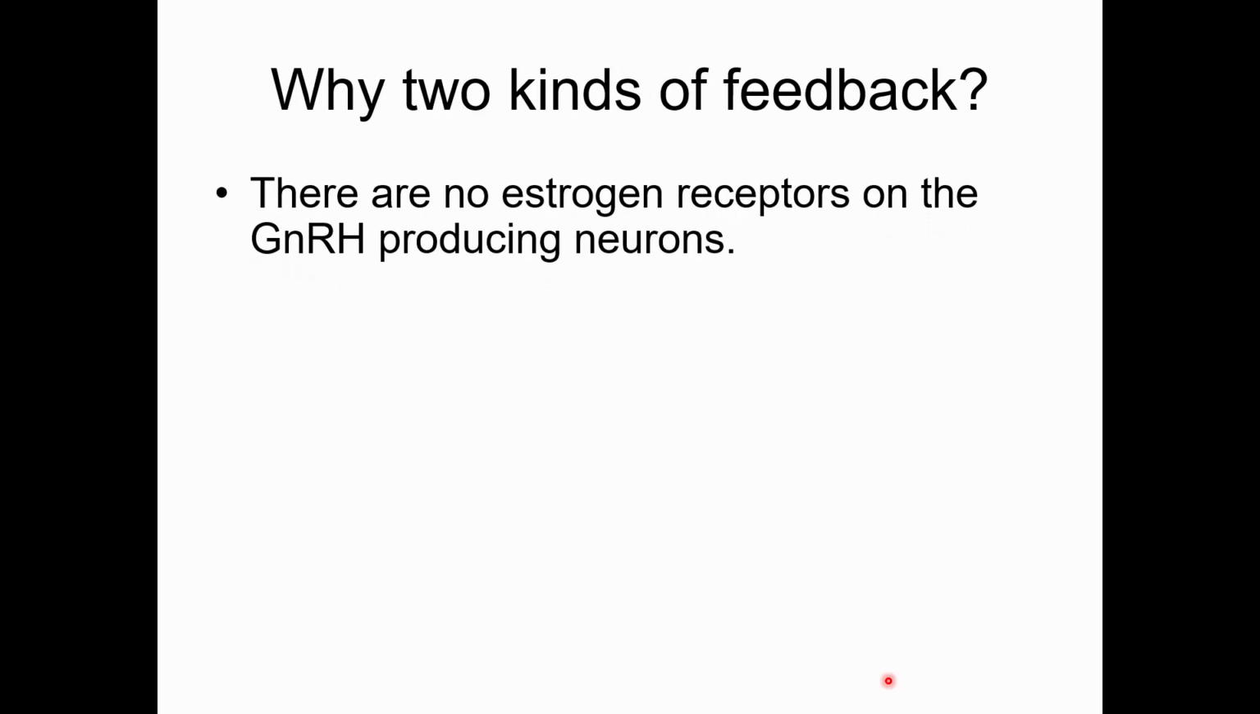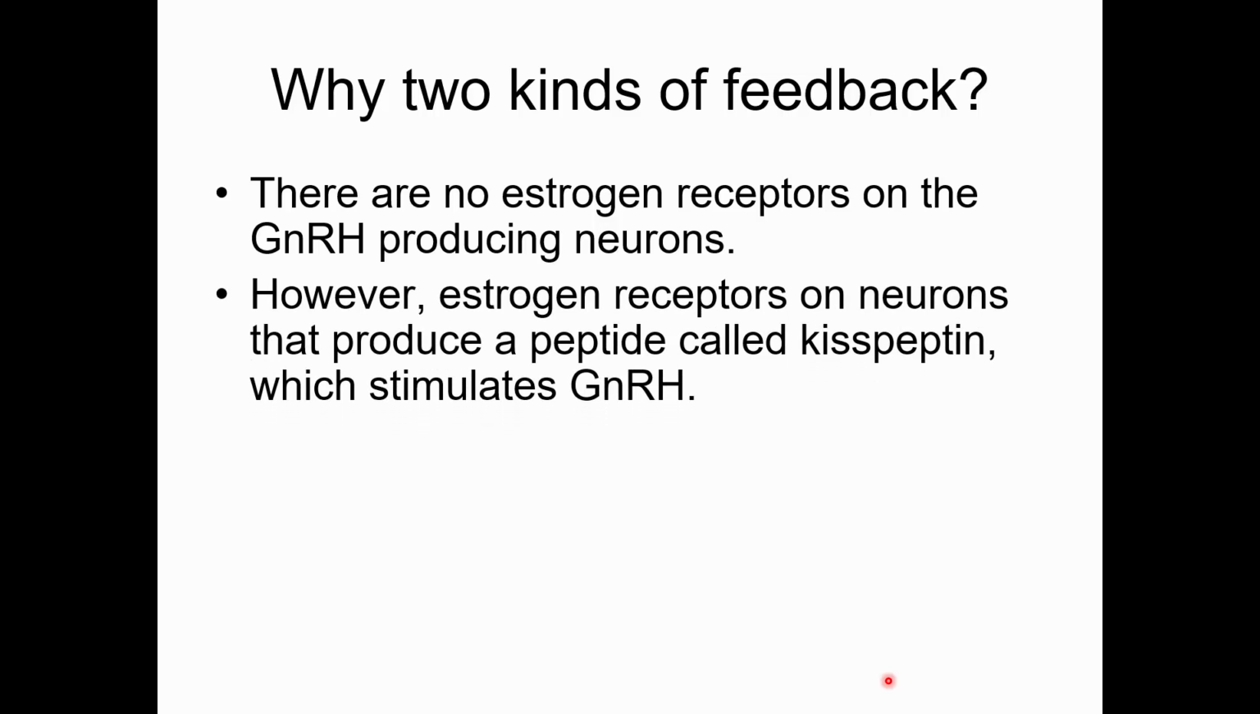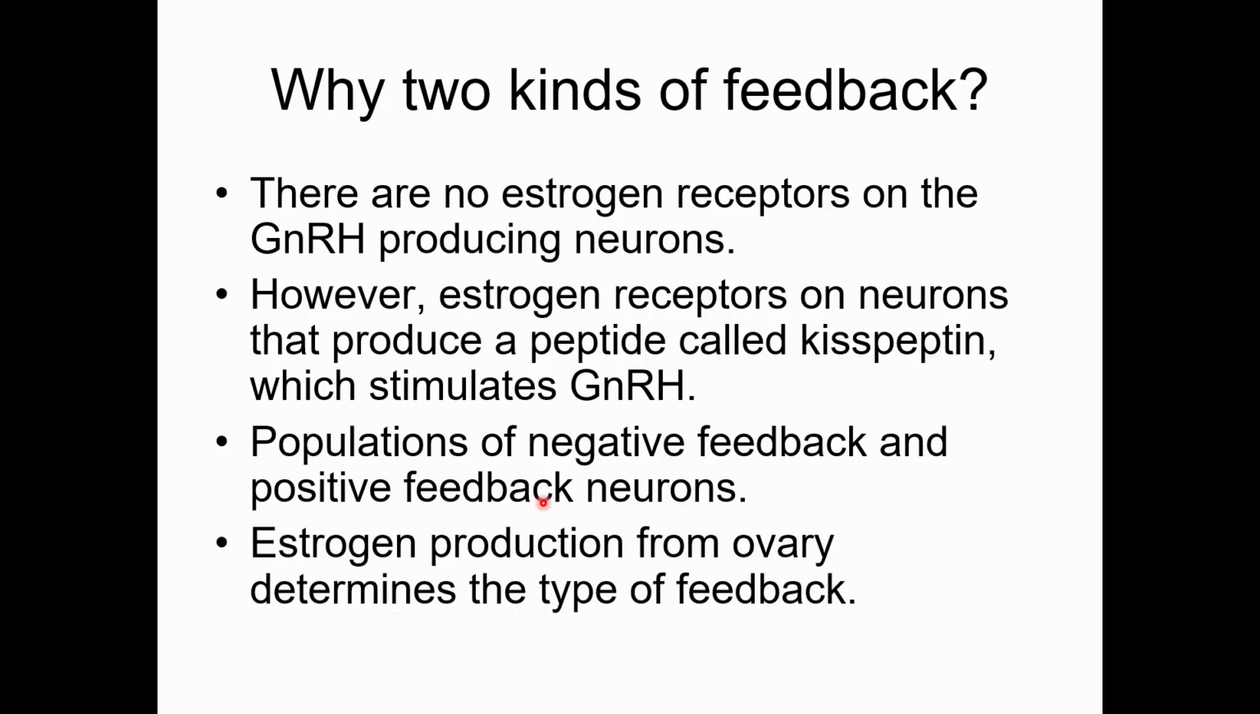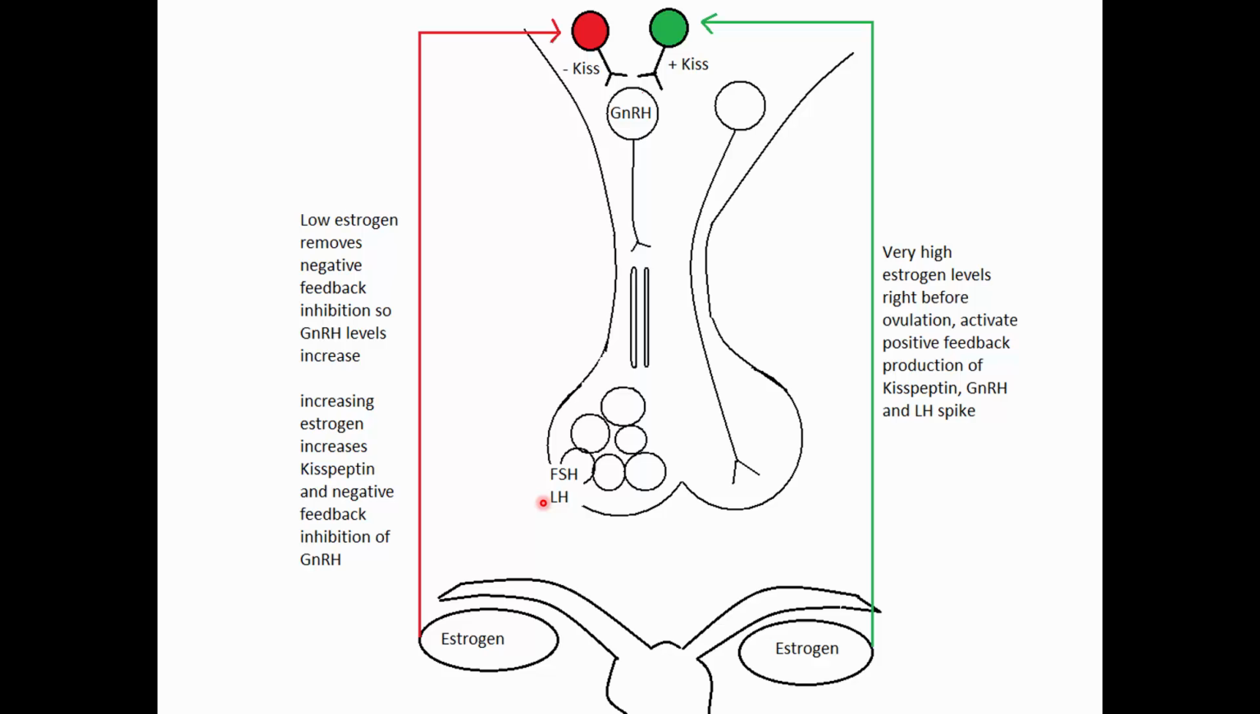Now, why do we have two kinds of feedback? Interestingly enough, there are no estrogen receptors on the GnRH-producing neurons. So how in the world is estrogen regulating them? Well, there are neurons that synapse on the GnRH neurons, and they are the ones that have estrogen receptors. And those neurons produce a really fun peptide called kisspeptin. And we have two kinds of kisspeptin neurons. Some of them are negative feedback neurons, and some of them are positive feedback neurons. And it's the estrogen production that determines which neurons we activate.